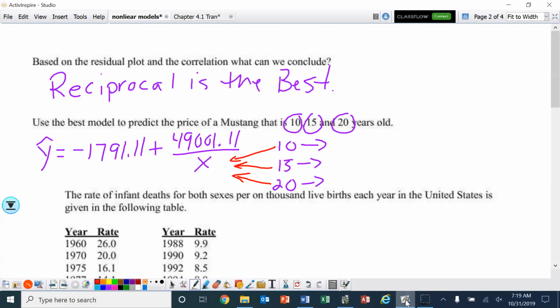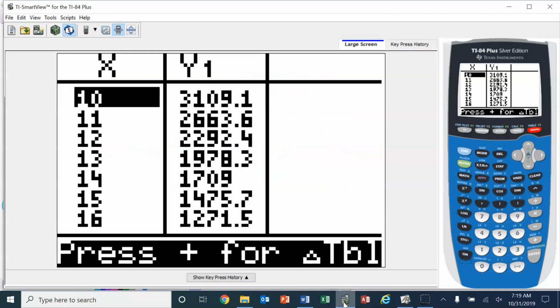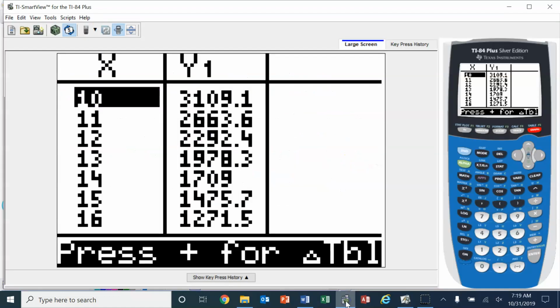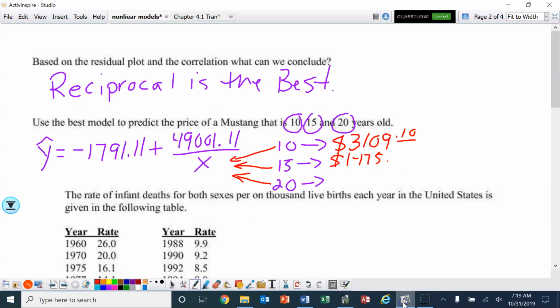$3,109.10. Okay, 15 years. Oh, it's on the screen. $1,475.70.